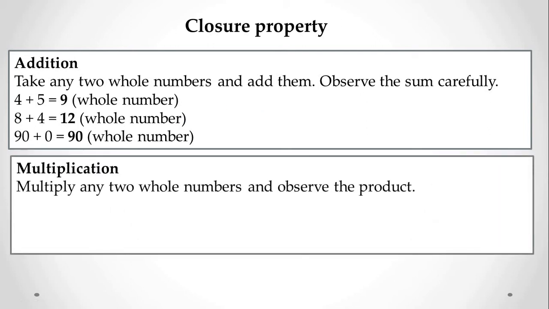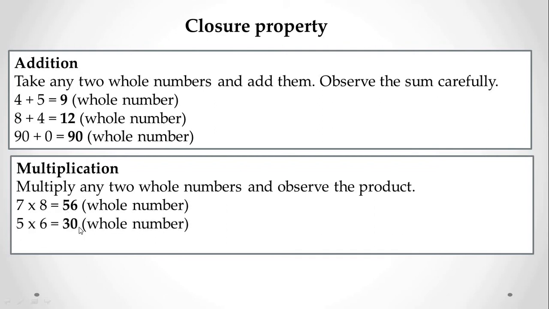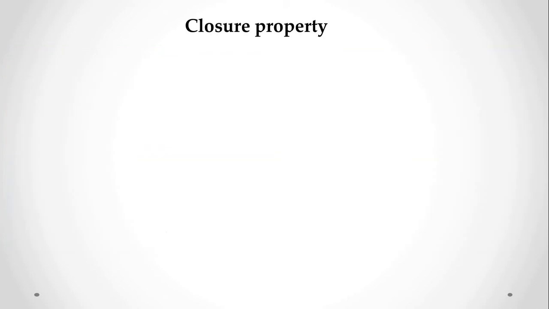In multiplication, if we observe the product, 7 into 8 is 56. 7 and 8 are whole numbers, and 56 is also a whole number. Then 5 into 6 is 30, 30 is also a whole number. 0 into 15 is 0, 0 is also a whole number. So both operations, addition and multiplication, are satisfied under the closure property.